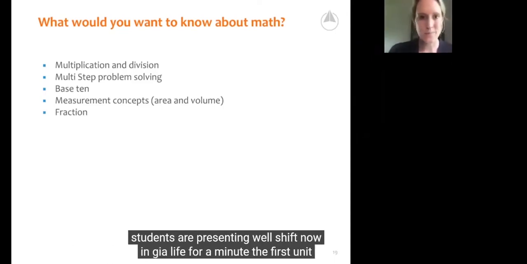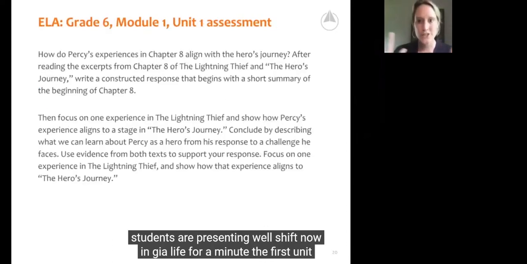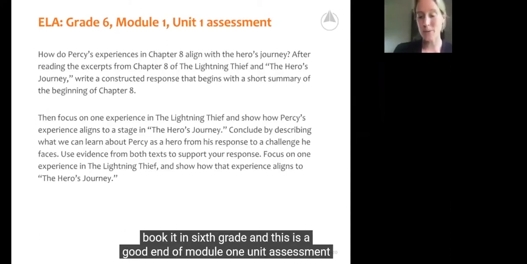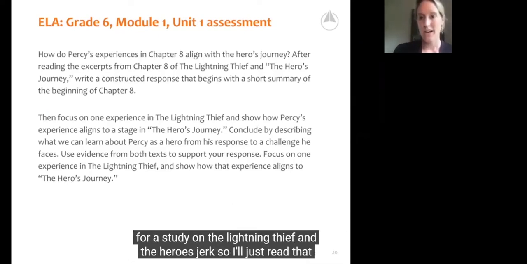Let's shift now into ELA for a minute. The first unit of 6th grade for ELA might be about The Lightning Thief, a very commonly studied book in 6th grade. And this is a good end of Module 1 unit assessment for a study on The Lightning Thief and the hero's journey.